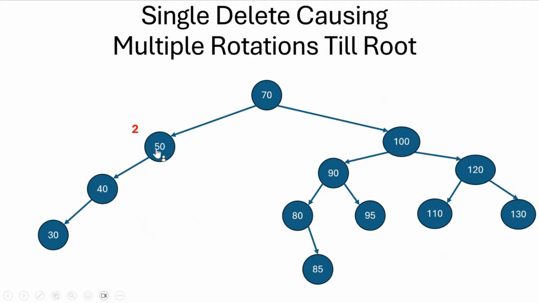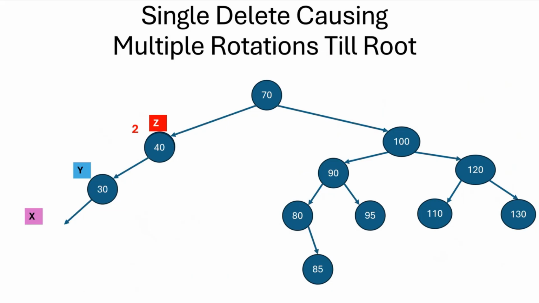It means it is left side heavy. So the taller child of 50 is this one, 40. So Y is this, the left child of 50. And Y has more height on the left side. So the left subtree is high. So that's why it's the left child of Y. So this is the left-left situation. So in case of left-left, we know that we can simply apply the right rotation at Z. Okay, we apply the right rotation at Z.